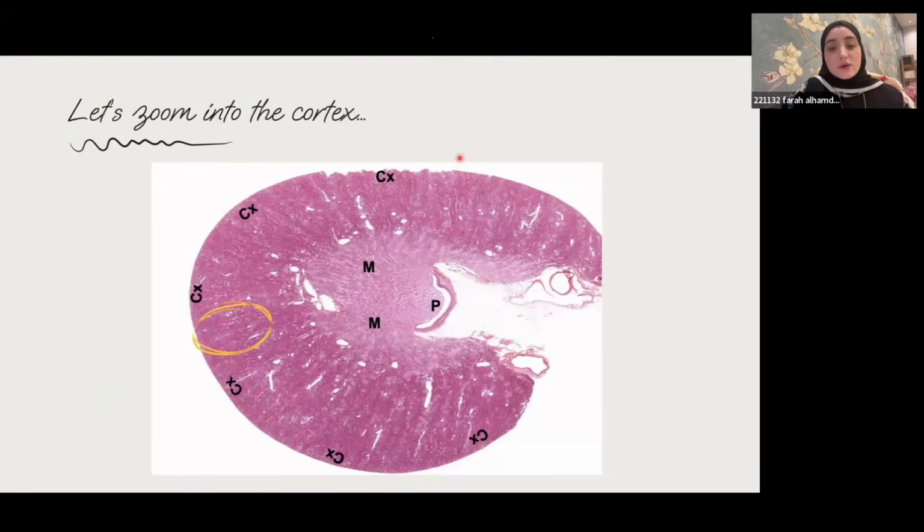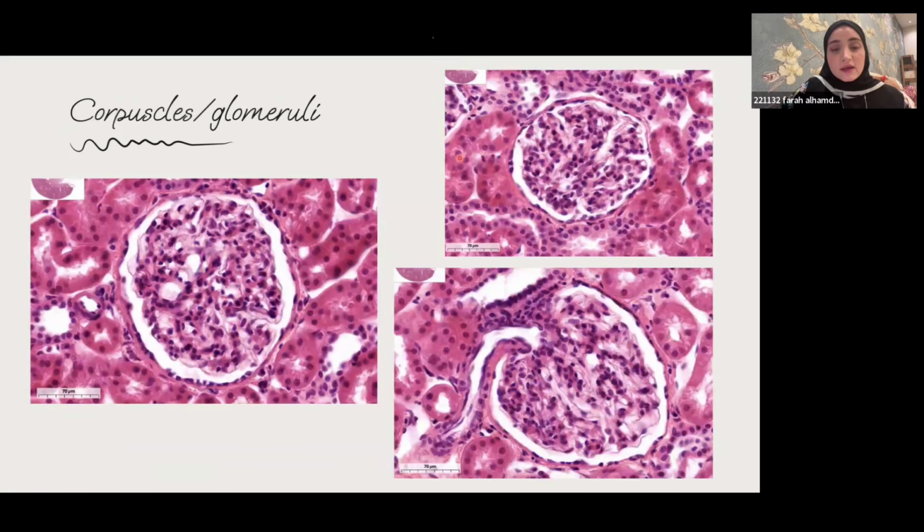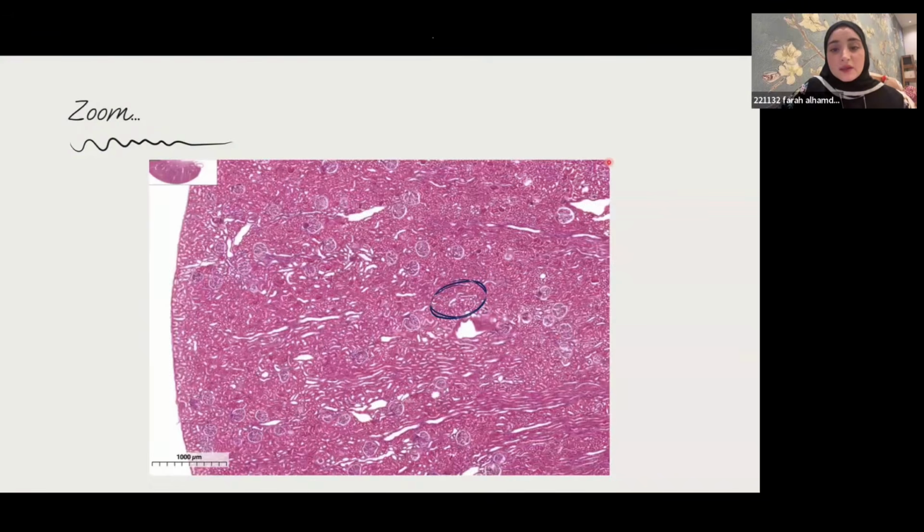Okay, let's zoom into the cortex. We zoom a little more. Here are the glomeruli, or the renal corpuscles. Very beautiful. You can see your afferent arteriole. Pretty. Okay. Actually, no, this is the proximal convoluted tubule. Okay. And here is the Bowman space. Very beautiful pictures.